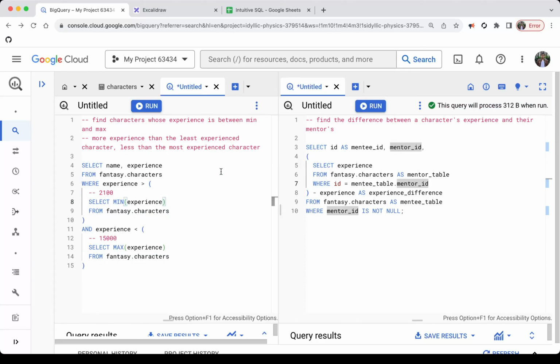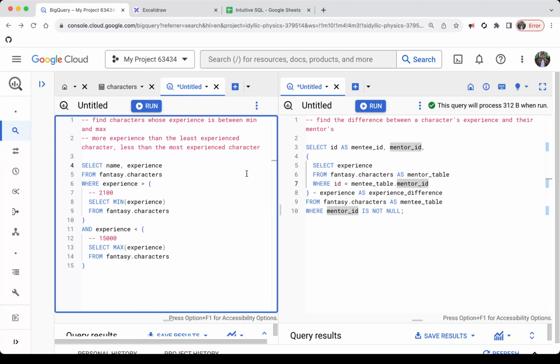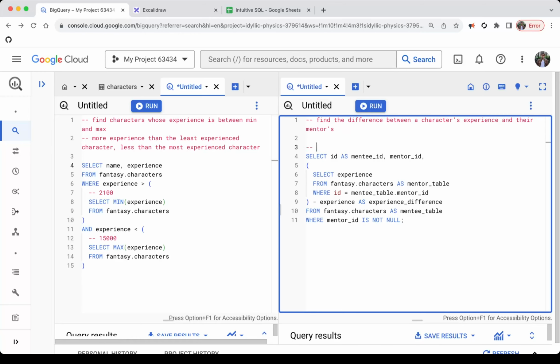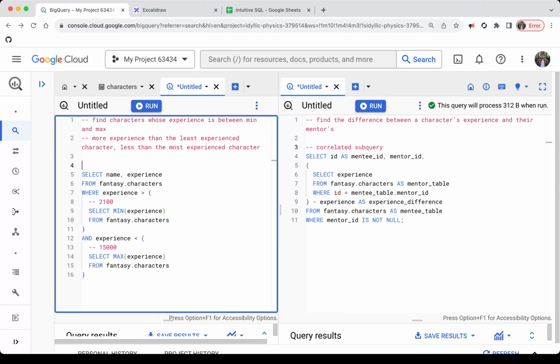There is, however, a subtle difference between these two queries that turns out to be pretty important in practice. And I can give you a clue to what this difference is by telling you that on the right we have something that's called a correlated subquery, and on the left we have what we define as an uncorrelated subquery.